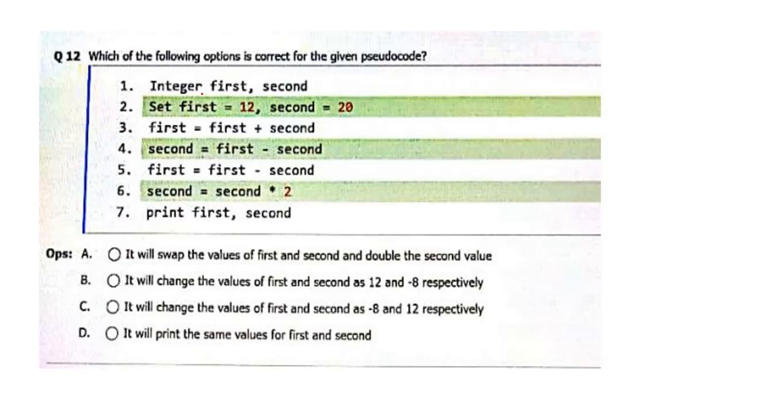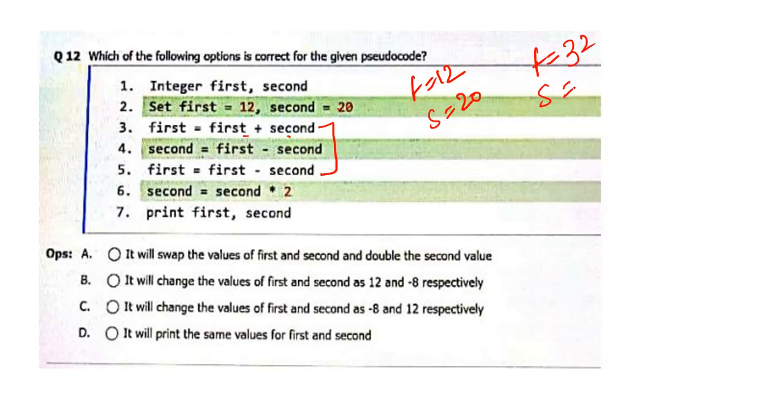So here's the next question. What we are doing basically: we have two variables, first and second. First has been set to 12 and second has been set to 20. Now you can see this is the operation of swapping. You all must be knowing that. Let me show you the same as well. What we are doing: first equal to first plus second. So 12 plus 20 is going to give you 32.